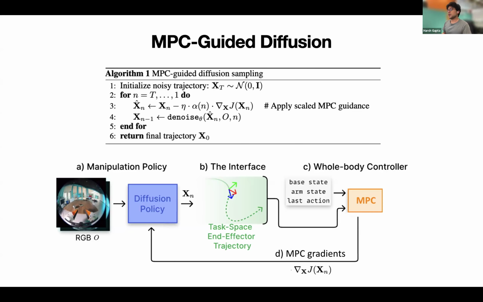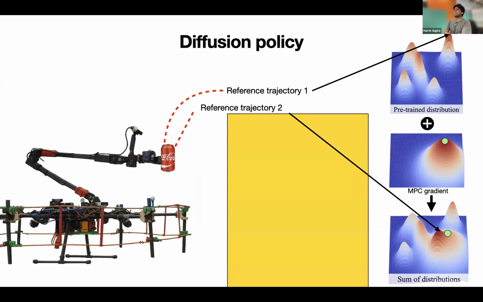So you can imagine you have some observation from your environment, you pass that into your diffusion policy, which generates some kind of trajectory. It gets sent to the MPC. The MPC tries to verify it, sees, okay, this is difficult for me to track, and passes some gradients back to the diffusion policy. So this happens iteratively until your trajectory is completely denoised, and then you can send it to the MPC controller or to the drone to execute it.